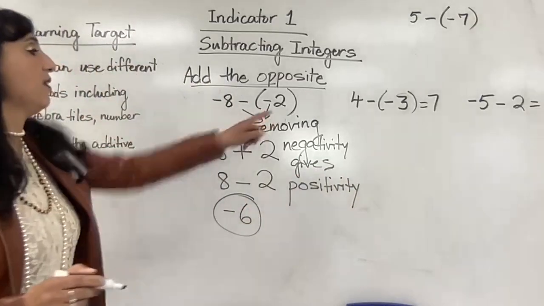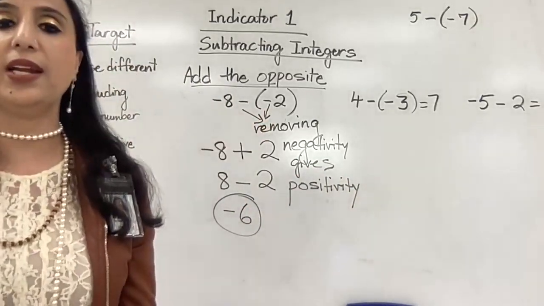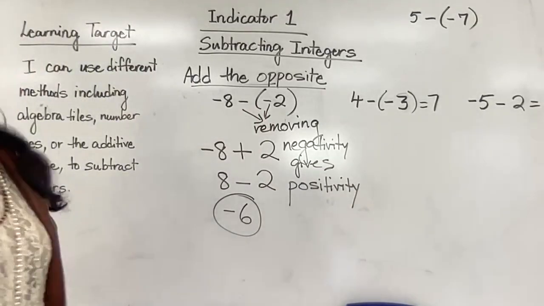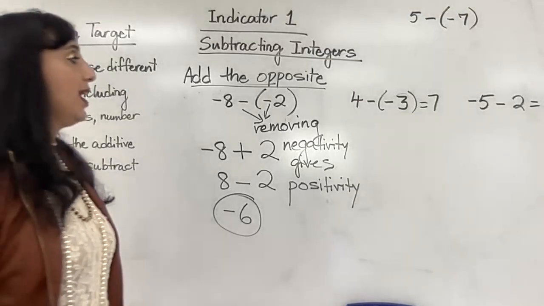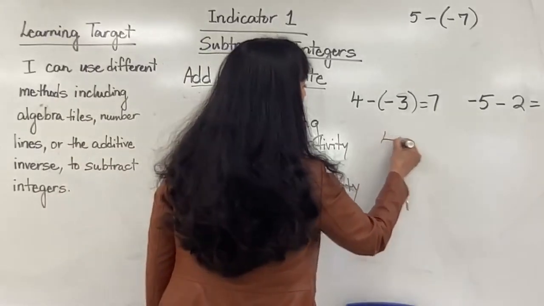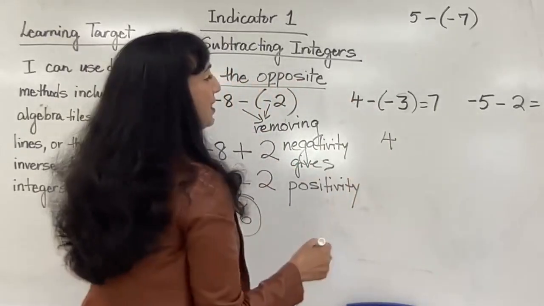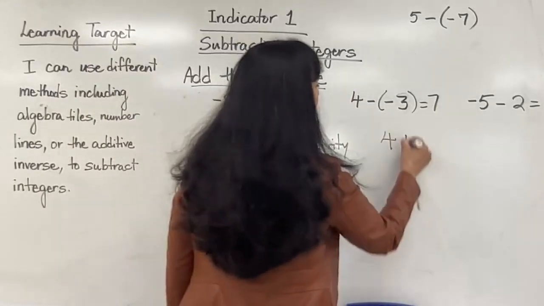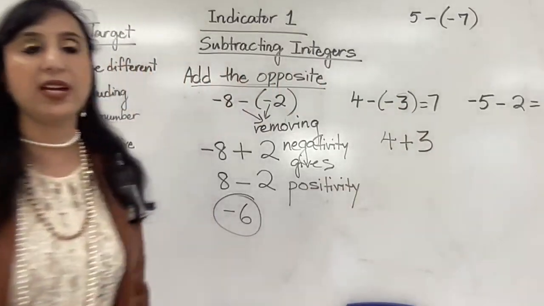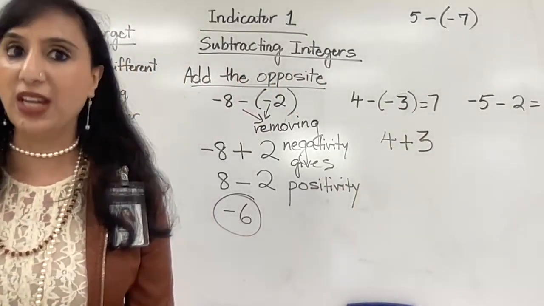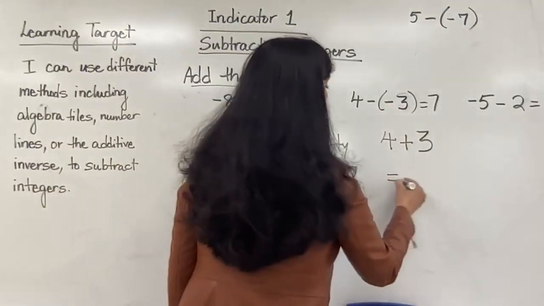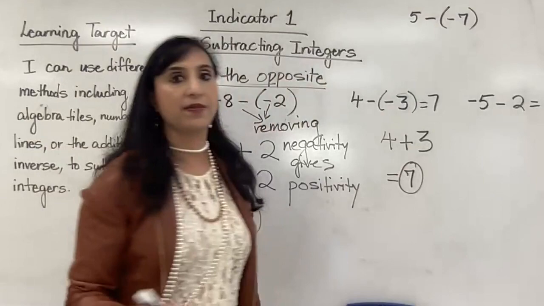Okay, removing negativity gives positivity. So you'll know that it's going to become plus, because you are adding the opposite. All right, so let's look at this one. We are going to take 4. Change the minus to the plus, and this becomes 3, because opposite of -3 is 3. Removing negativity gives positivity, so this becomes 4 plus 3, and I get 7 as my answer.